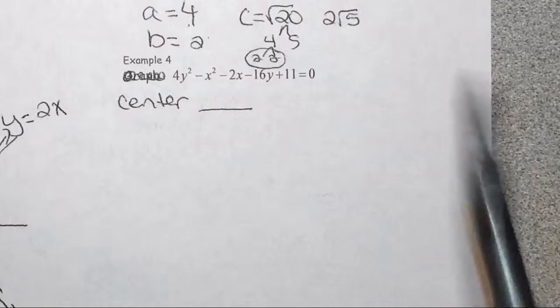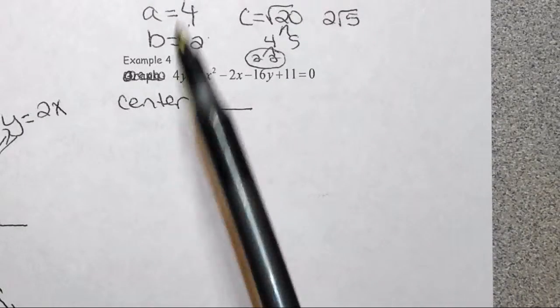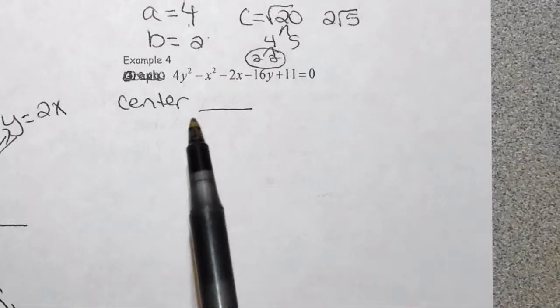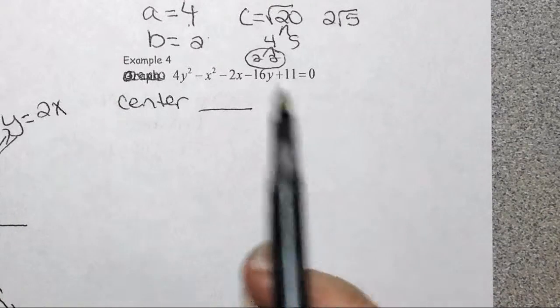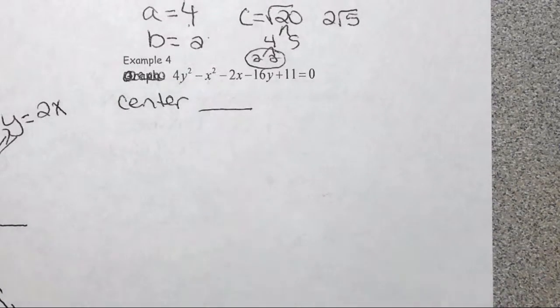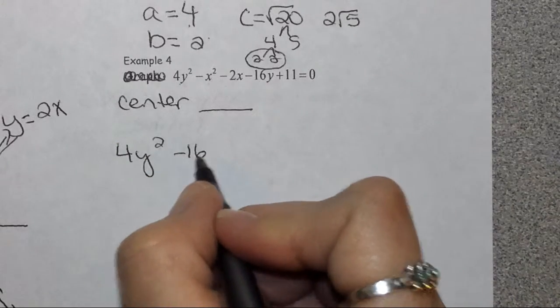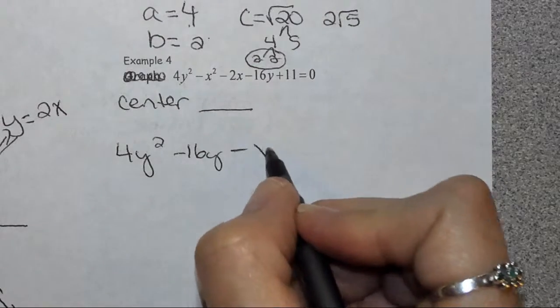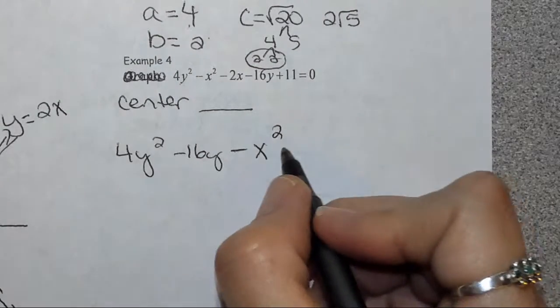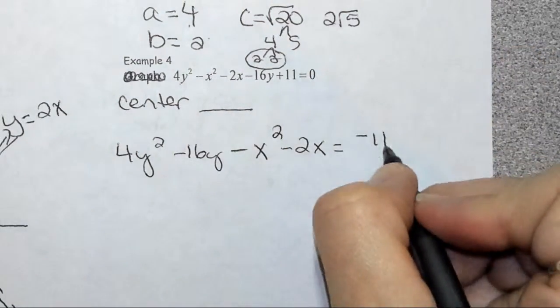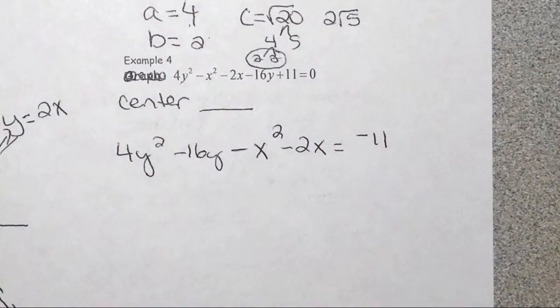I know you're excited. Okay, so when we complete the square, you have to put your y's together and your x's together. And you have to put the one that's positive first. So what's positive, the y squared or the x squared? So I have to put 4y squared minus 16y. And then I have to put my x's together, negative x squared minus 2x. And I have to move that 11 to the other side, so now it's a negative 11.